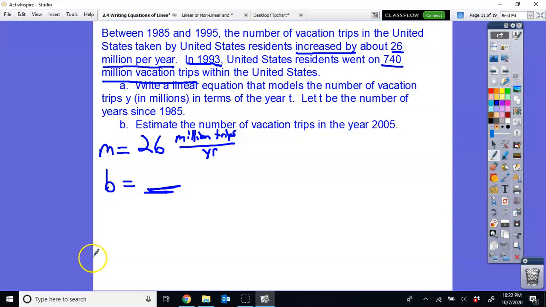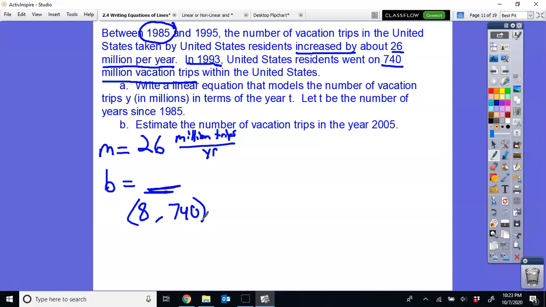If you read the sentence, between 1985 and 1995, this is when the beginning happened. This, 1993, is not the beginning amount. Neither is the 740, which is actually the true y value there. What that is, 1993 is 8 years later when there's 740 million. The beginning was 1985. 1993 was 8 years later.